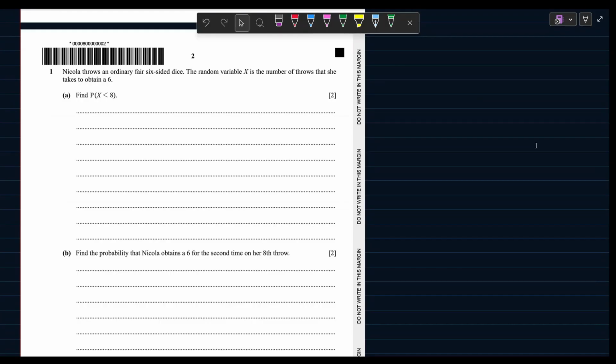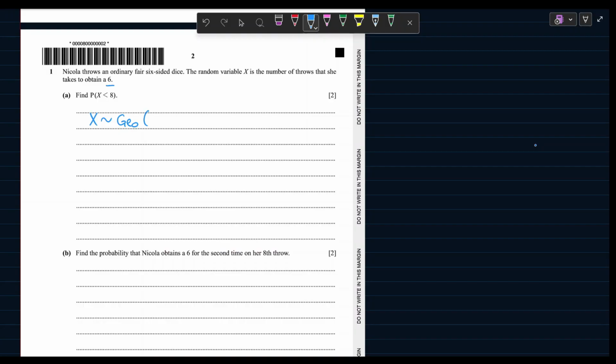Question number 1. Nicola throws an ordinary fair six-sided dice. Dice is plural, but anyways, the random variable x is the number of throws that she takes to obtain a 6. So x is going to follow a geometric distribution because we are looking at the number of attempts up until a first success. We're looking at the number of throws up until she gets a 6.